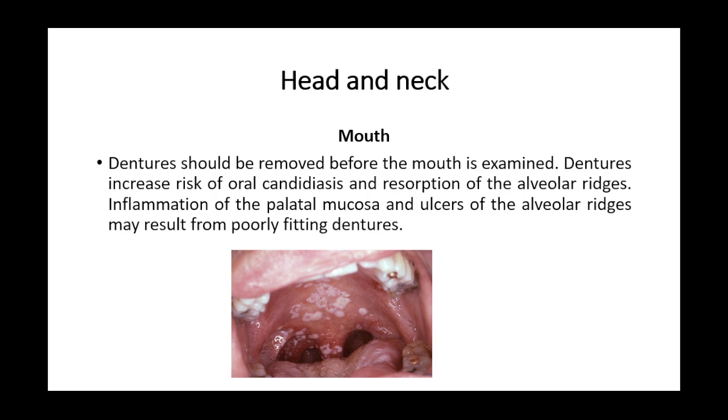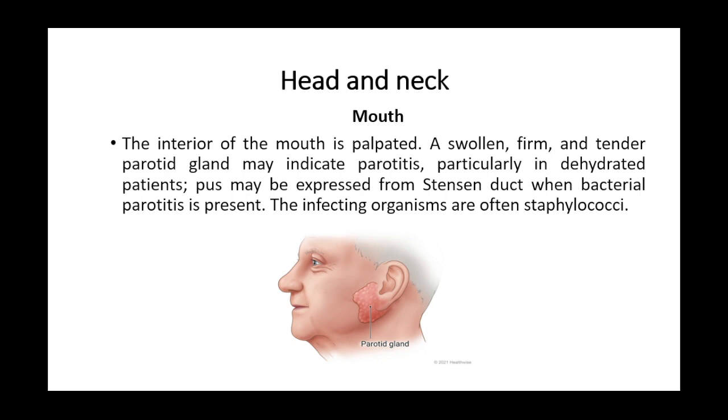Dentures should be removed before the mouth is examined. Dentures increase risk of oral candidiasis and resorption of the alveolar ridges, and inflammation of the palatal mucosa and ulcers of the alveolar ridges may result from poorly fitting dentures. The interior of the mouth is palpated. A swollen, firm, and tender parotid gland may indicate parotitis, particularly in dehydrated patients. Pus may be expressed from Stenson duct when bacterial parotitis is present, and the infecting organisms are often staphylococci.